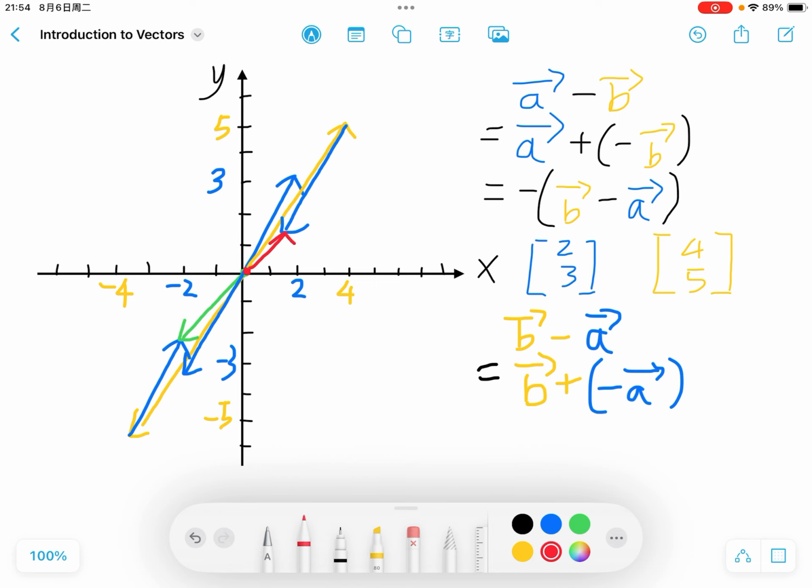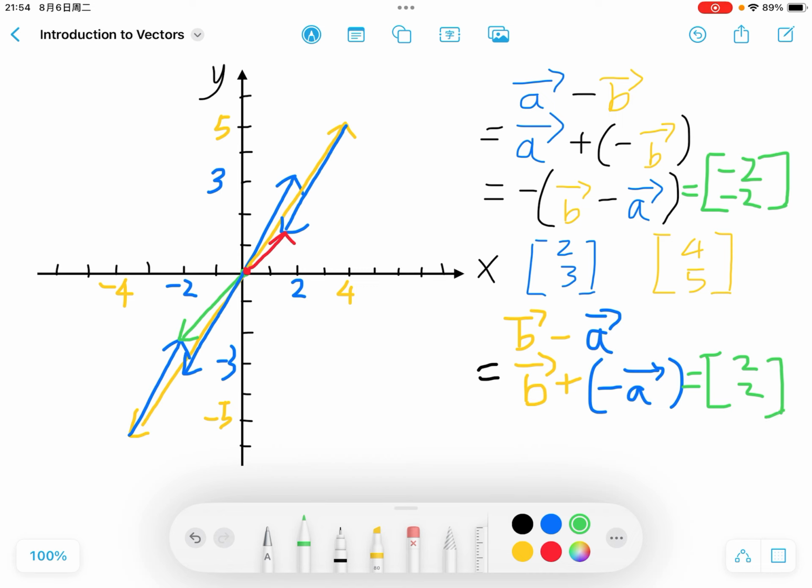Now I know this isn't accurate enough. However, if we actually do the math, if we actually add the two vectors together, we figure out that vector A minus vector B is going to be negative 2, negative 2. Now vector B minus vector A is going to be equal to 2, 2.